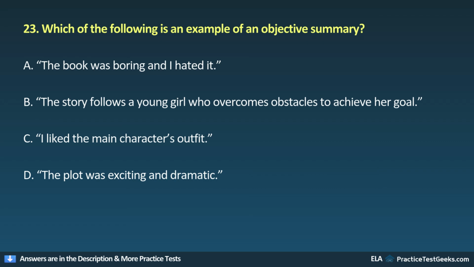23. Which of the following is an example of an objective summary? A. The book was boring and I hated it. B. The story follows a young girl who overcomes obstacles to achieve her goal. C. I like the main character's outfit. D. The plot was exciting and dramatic.